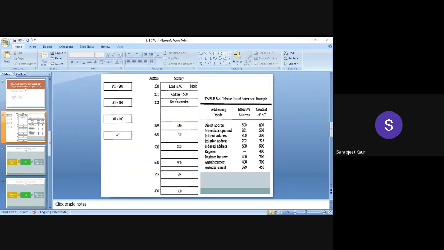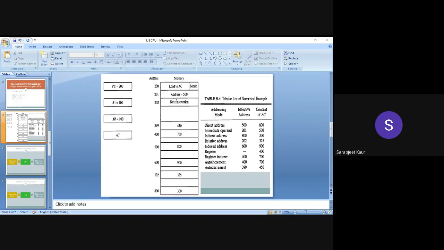In auto decrement, before we access the effective address, before I go to address 400, it is decremented by 1. That means I will go to address 399 and get the operand from there. Now, why are these auto increment and auto decrement modes supported?